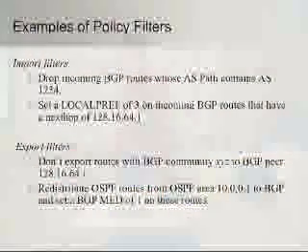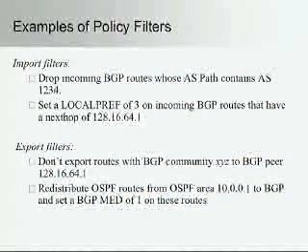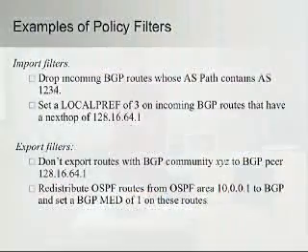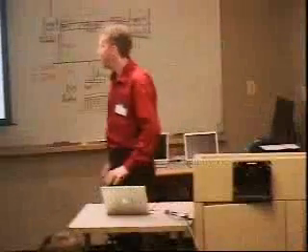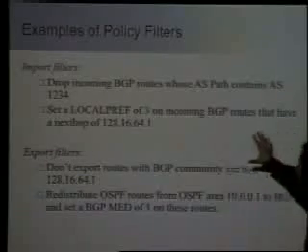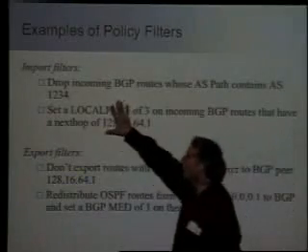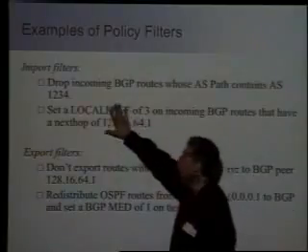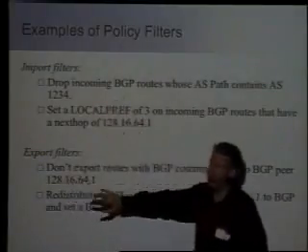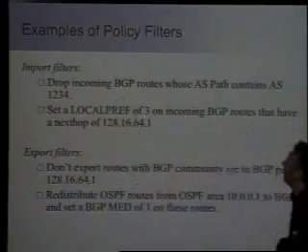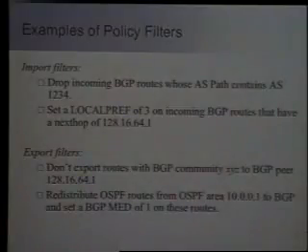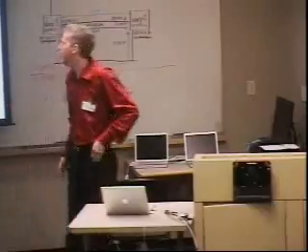All of these are the sort of things you need to configure on BGP to try and make this stuff actually work. So here are some more specific examples of the sort of things you do. Generally speaking, policy breaks down into import filters and export filters. So examples of incoming filters would be to drop the BGP routes if the AS path contains a certain AS, things like that.